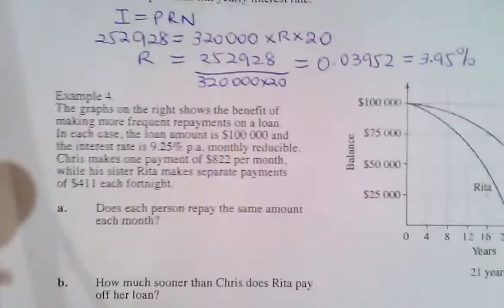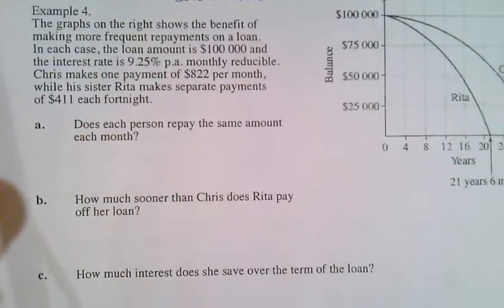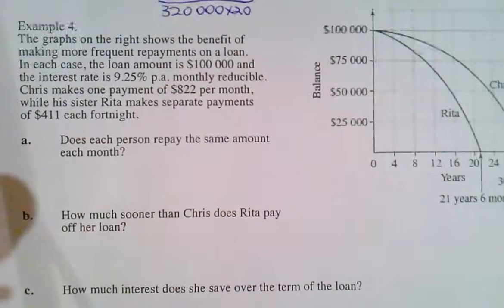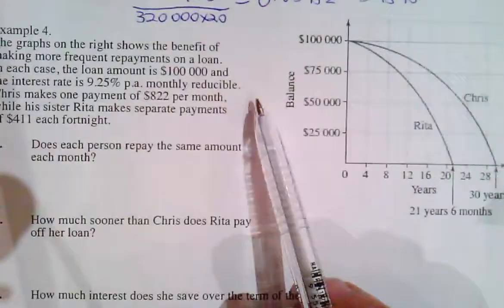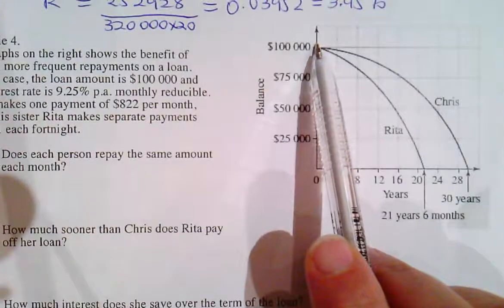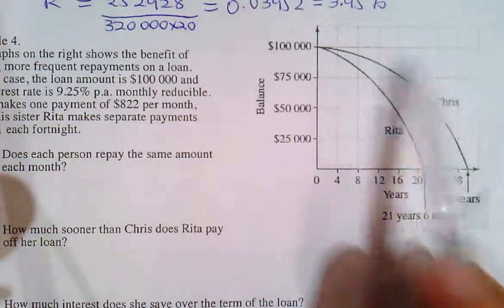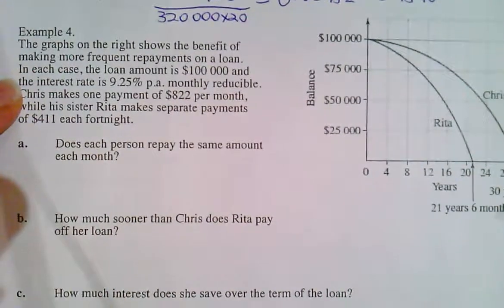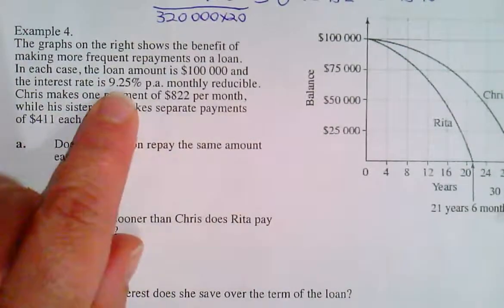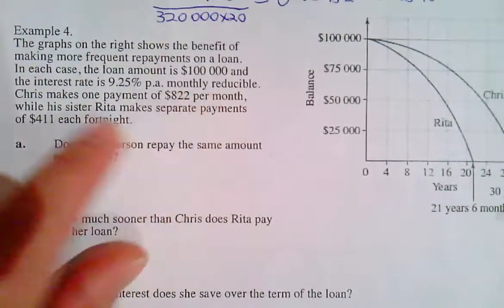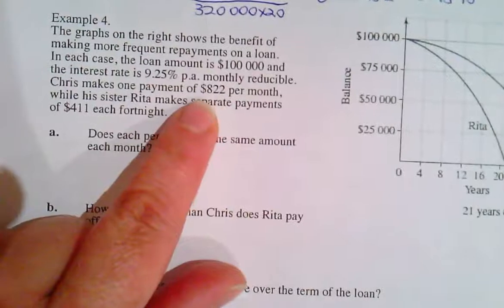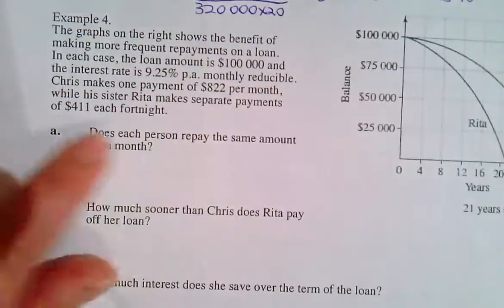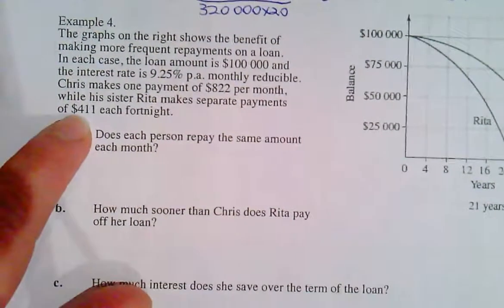Now for example 4. The graph on the right shows the benefit of making more frequent payments on a loan. In each case, the loan amount is $100,000, so notice that they both started off at $100,000. Looks like Rita's paid it off quicker than Chris, okay? The interest rate is the same. It's 9.25% per annum monthly reducible. Chris makes one repayment of $822 a month, while Rita makes separate repayments of $411 a fortnight.